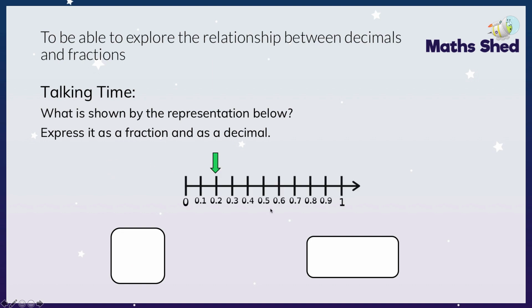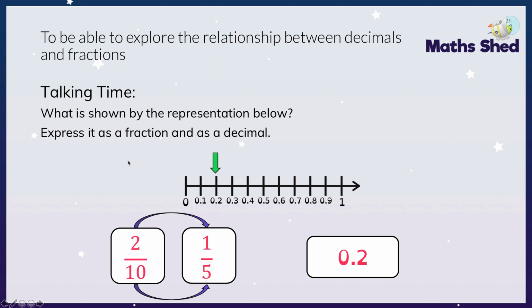Again, same thing. We have 0.2. 0.7 was 7/10, so 0.2 will be 2/10. Which we can simplify. Now, simplify is where we make the fraction into its smallest possible form. The 2 divides by 2 to make 1, and the 10 also divides by 2 to make 5. So 2/10 is the same as 1/5.